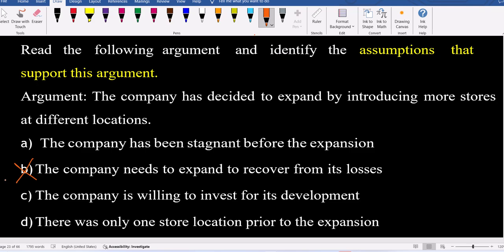The company is recovering from its losses. No. The company has stagnated before the expansion. Maybe before that also they may expand it. There was only one store location. That we cannot say. Yeah, I think C is supporting. They are willing to invest for its development. The company is willing, supporting is what we need. From the supporting point of view, C is a bit suitable here, which will support the given. So here I can say C is supporting.